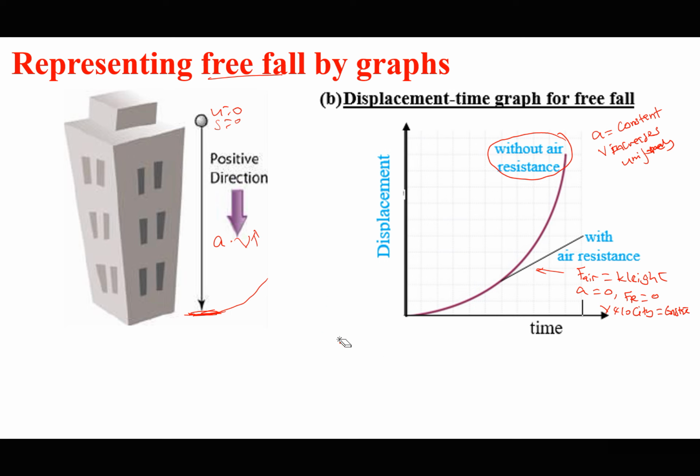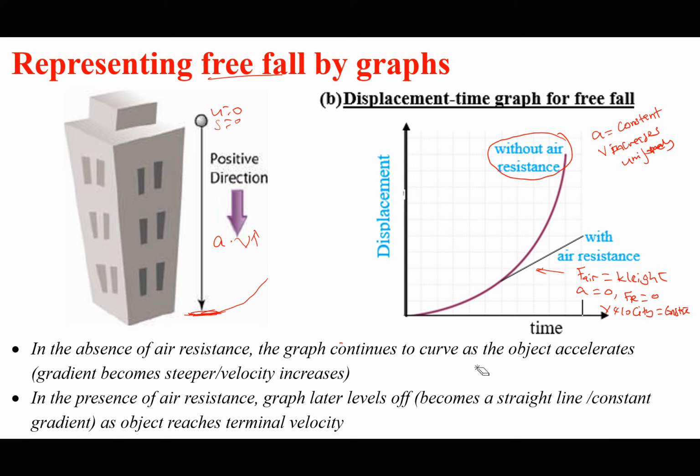Okay. So in the absence of air resistance, the graph continues to curve as the object accelerates. The gradient becomes steeper to show that the velocity increases. In the presence of air resistance, the graph later levels off. In other words, it becomes a straight line with a constant gradient as the object reaches what we call terminal velocity. So the displacement time graph would look like that. With a lot of practice, you'll master these curves. If you watch the solved past paper questions, you'll become very familiar with them.